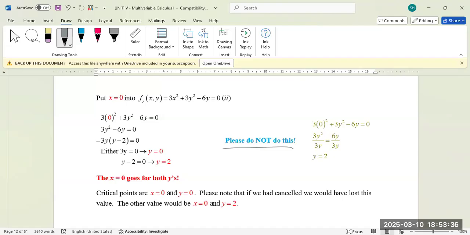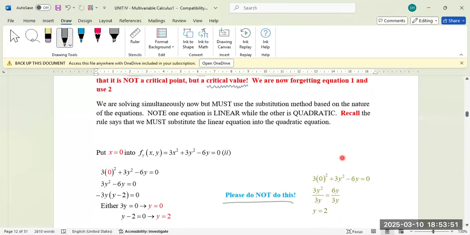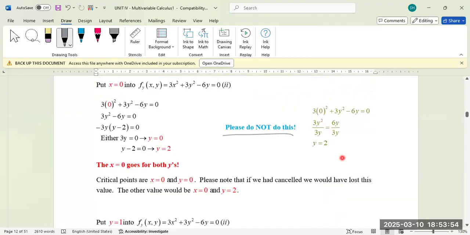Yes, sir. So equation 1 was solved independent of equation 2, right? It's what's called independent of equation 2. So look at what is happening here. Anywhere in this equation, I see x, I'm putting 0. So it's 3 times 0 squared plus 3 times y squared minus 6y equals 0. Then I'm going to get 3y squared minus 6y equals 0.